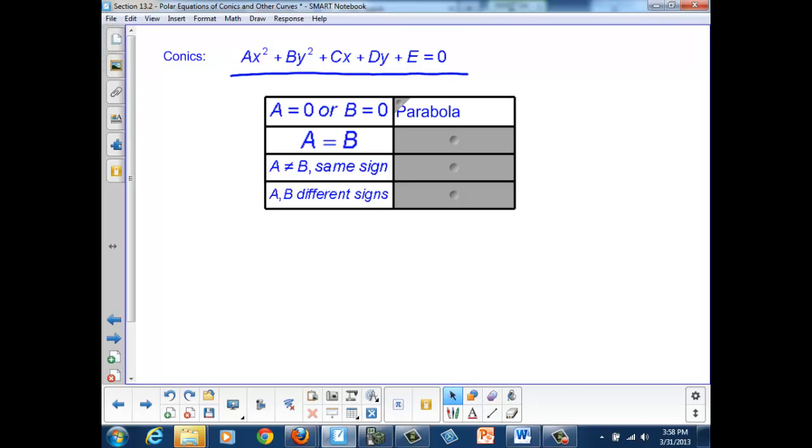Now, if I have the same coefficient on my x squared and y squared terms, I can go through the process of completing the square, and that will tell me that I have a circle. If the x squared and y squared coefficients have the same sign but different values, that means that our circle has been warped and becomes an ellipse. Now, if they have different signs, if I'm subtracting one from the other, that means that I must have a hyperbola.